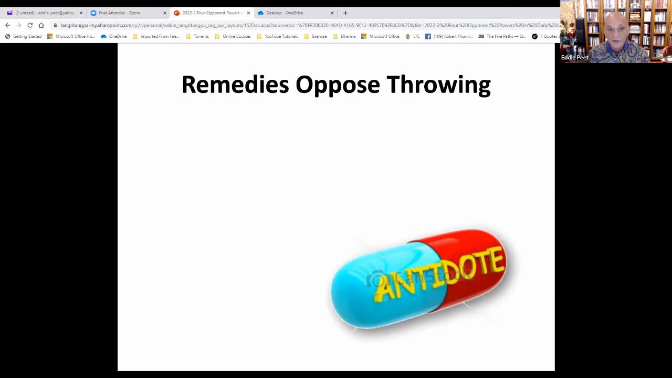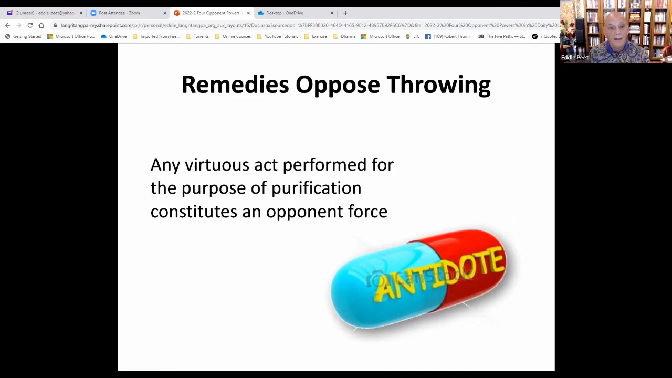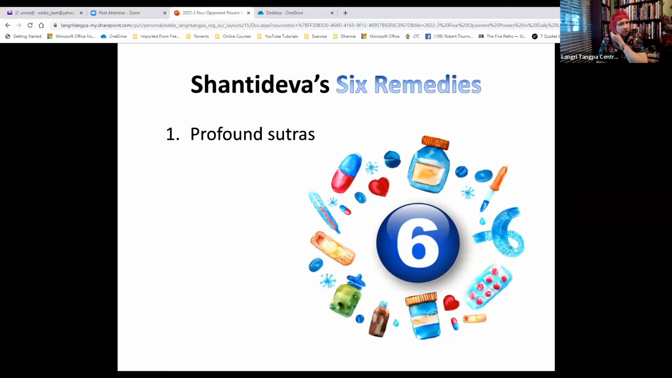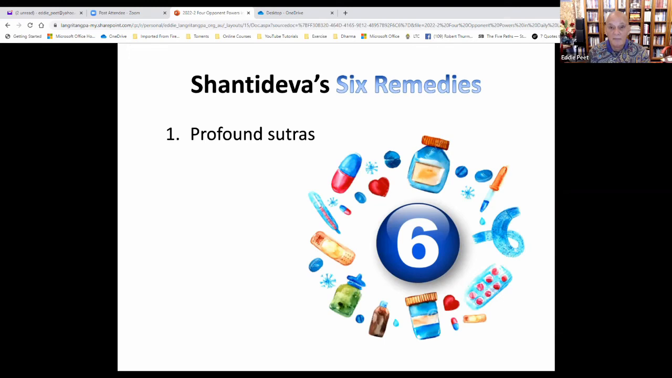And its remedy, of course, can be any virtuous act performed for the purpose of purification. Now, these virtuous acts, there are like six of them in general, relying upon the profound sutras. So the profound sutras, of course, are really the sutras on emptiness. So Eddie, is that reading the sutras or making offerings to them? You could do all of those as long as your intention is to purify.